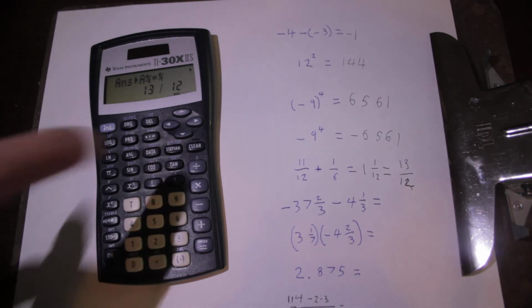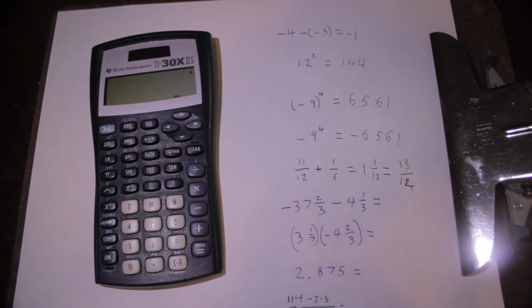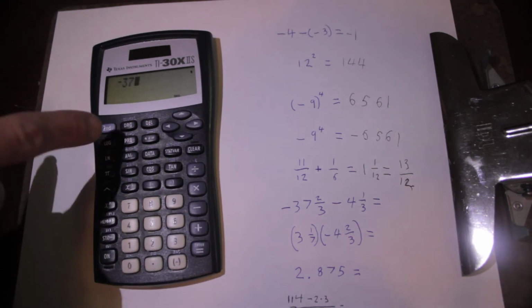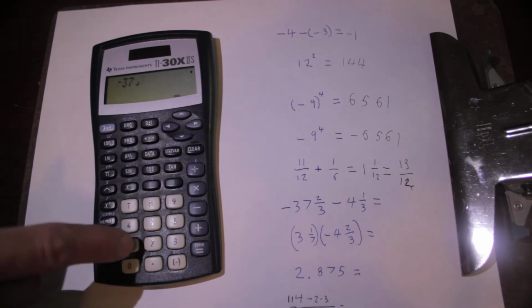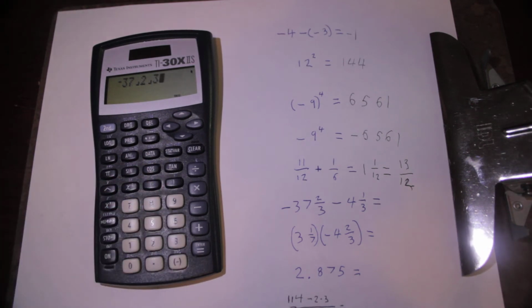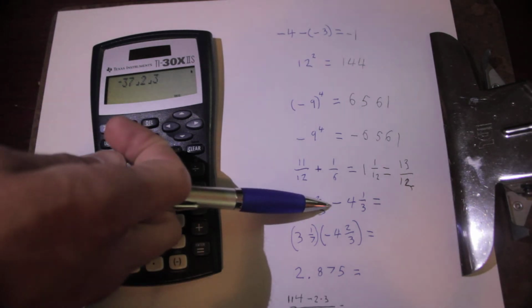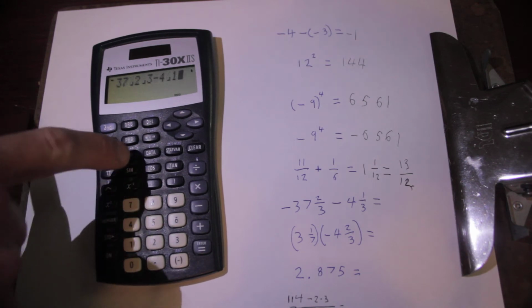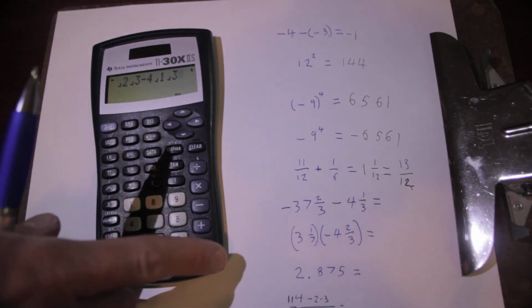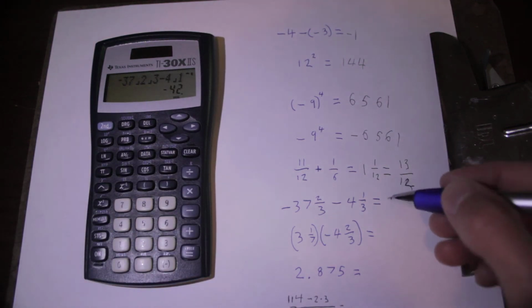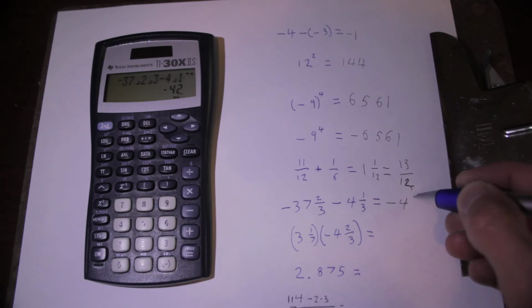Now we have some mixed numbers. To type in a mixed number, you're going to use your fraction button. So -37, ABC 2, ABC 3. So that is how you type -37 and 2/3 into your calculator. Now we have a minus 4 and 1/3. So you just use your ABC button twice when you're typing in a mixed number. It tells us the answer for this problem is -42.